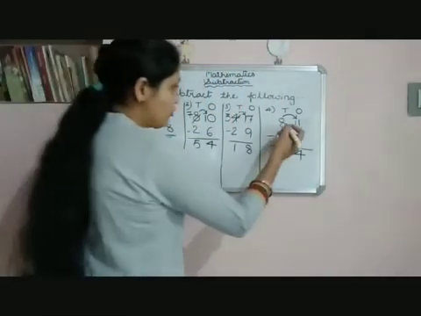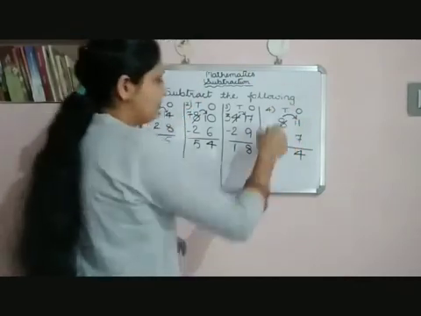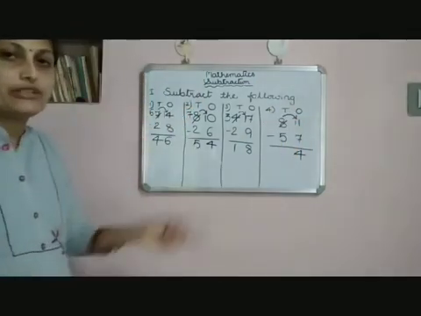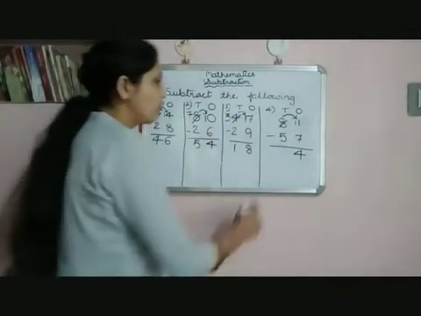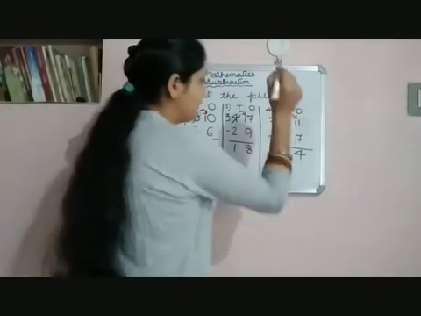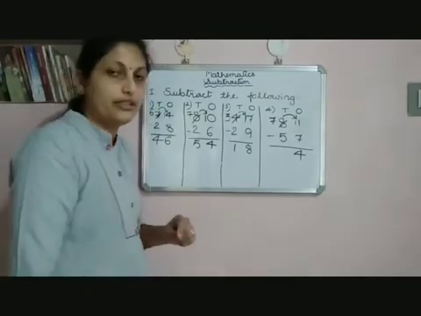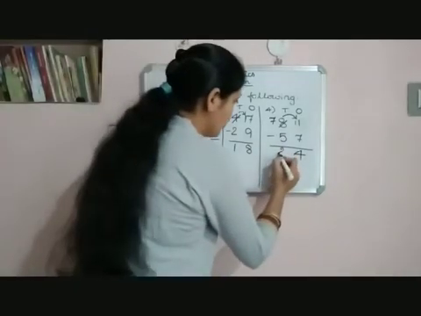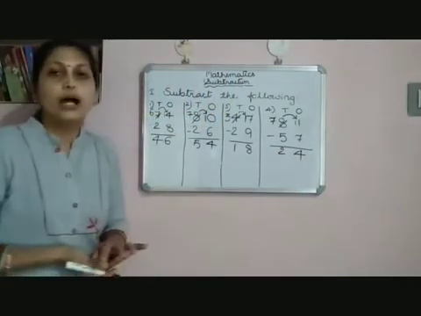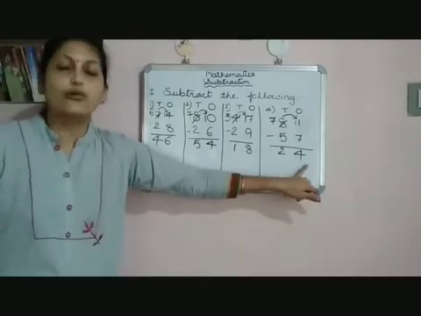Now move to the tens column, subtract tens. You have 8 here. You have taken 1 borrow from this. So 7 left. Okay, 7 left. 7 minus 5. 7 minus 5 is 2. Okay, so answer is 24.